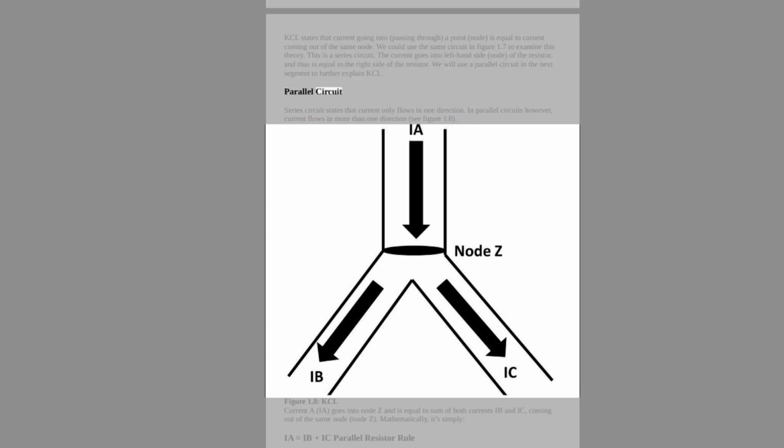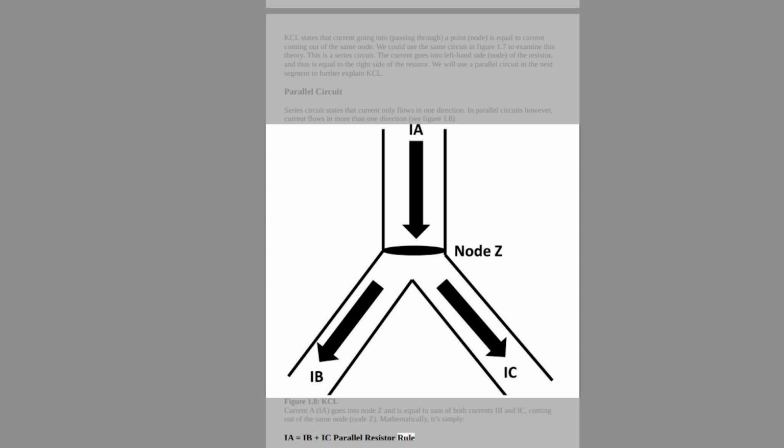Parallel circuit. A series circuit states that current only flows in one direction. In parallel circuits, however, current flows in more than one direction, see Figure 1.8. Figure 1.8, KCL. Current IA goes into node Z and is equal to the sum of both currents IB and IC, coming out of the same node, node Z. Mathematically, it's simply IA equals IB plus IC.